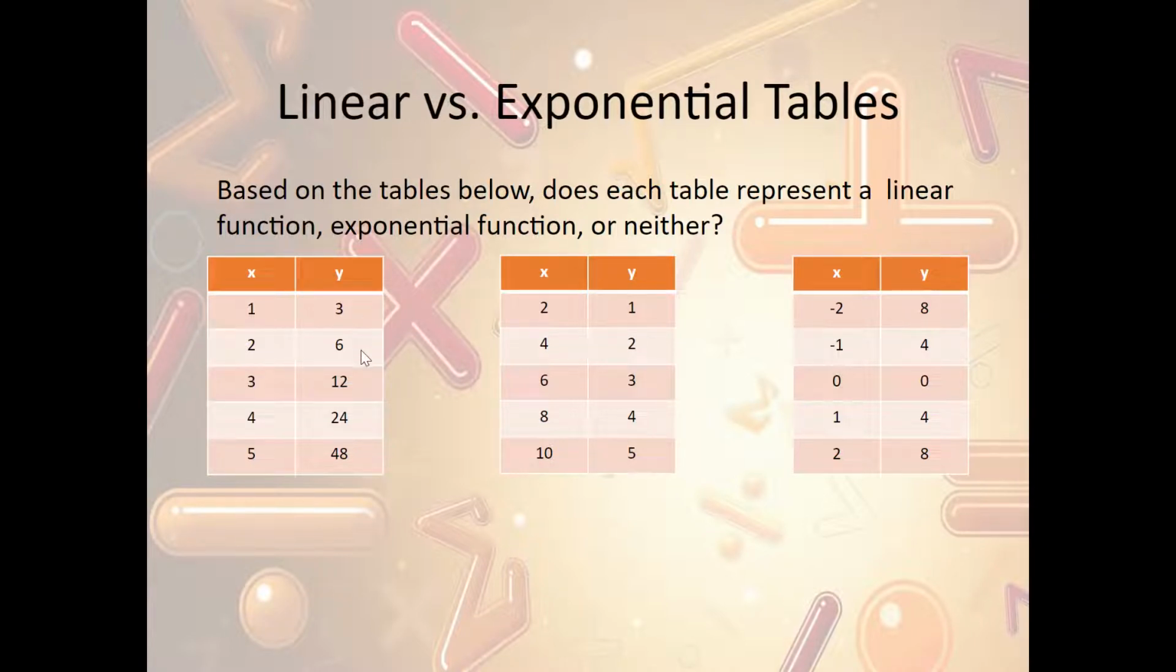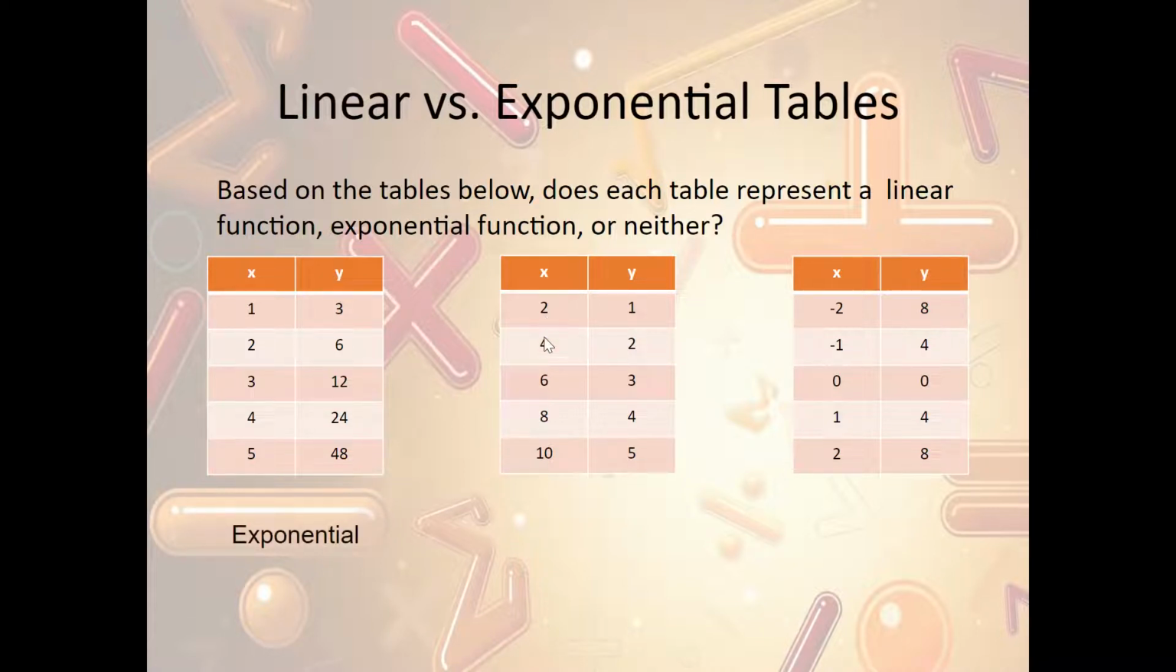Then we have 3, 6, 12, 24, 48. Well, 3 plus 3 is 6. 6 plus 3 is not 12, so it's not linear. So 3 times 2 is 6. 6 times 2 is 12. 12 times 2 is 24. 24 times 2 is 48. So that means it's got to be exponential.